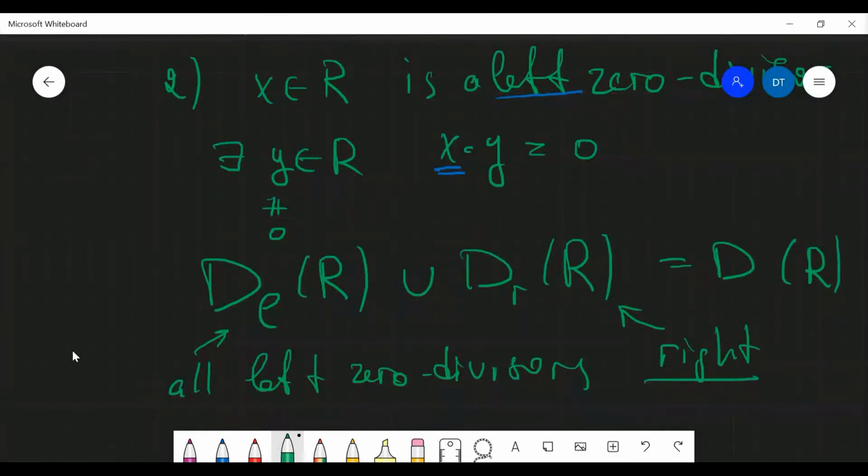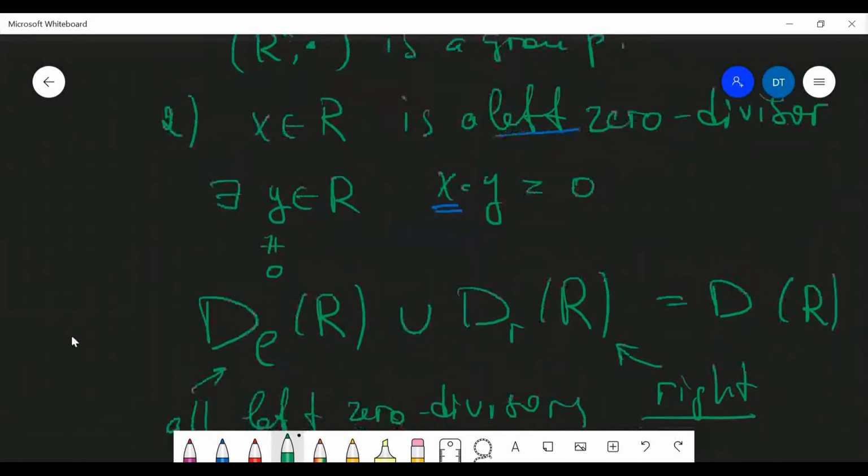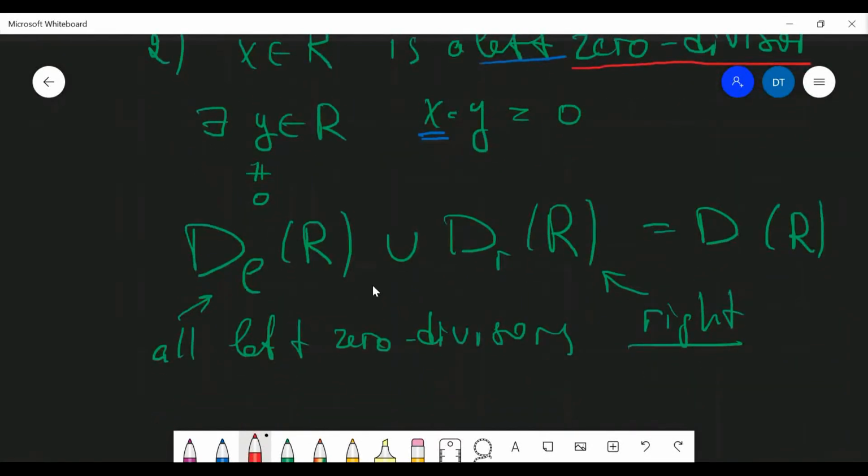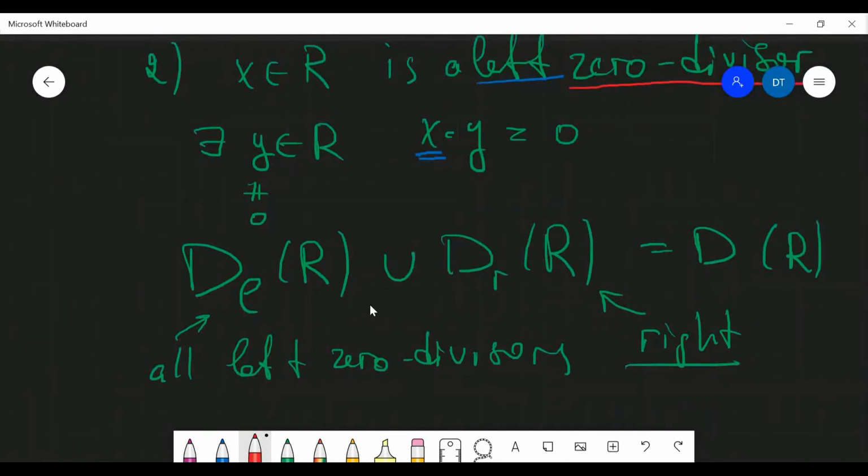Excuse me, but wouldn't that make the set of all zero divisors basically just the set of the invertible elements of this group? Again, the set of all zero divisors, what? Wouldn't it make it equal to the set of all invertible elements in this group, basically to R star itself?